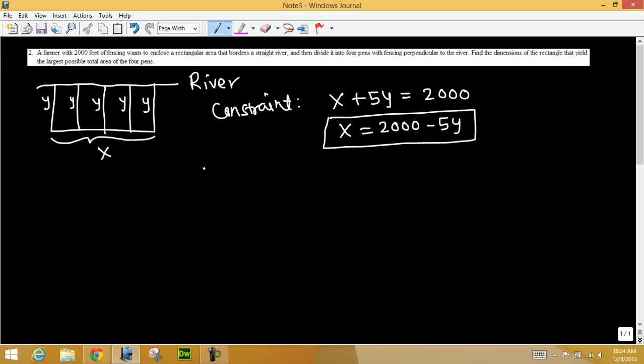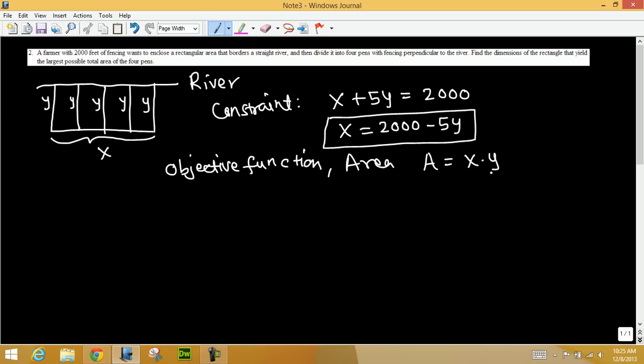Next, we need to write down the objective function. Find the dimensions. Dimensions means what is the length x and what is y, x and y, that yield the largest possible total area of the four pens. So total area of the four pens, so area, objective function is, in this case, area. We can denote by A, and then area is x times y.